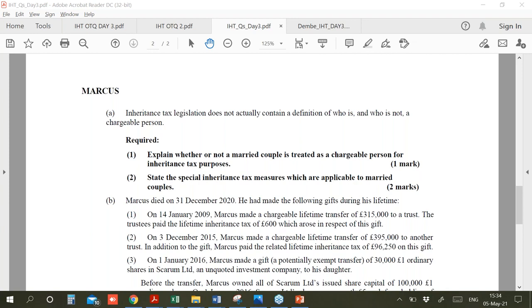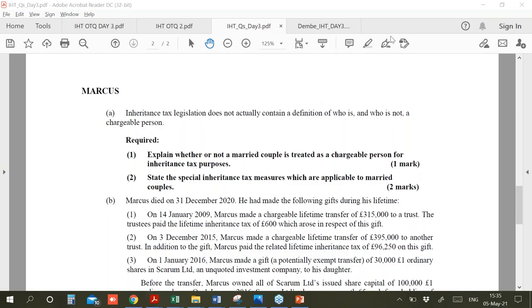Inheritance tax legislation does not actually contain a definition of who is and who is not a chargeable person. Required: explain whether or not a married couple is treated as a chargeable person for inheritance tax purposes. You tell me, guys, do they? Obviously, the answer is no, guys. A married couple is not treated as a chargeable person for inheritance tax purposes. That is the answer. Simple as that. For 1 mark, you're not going to write more than that.